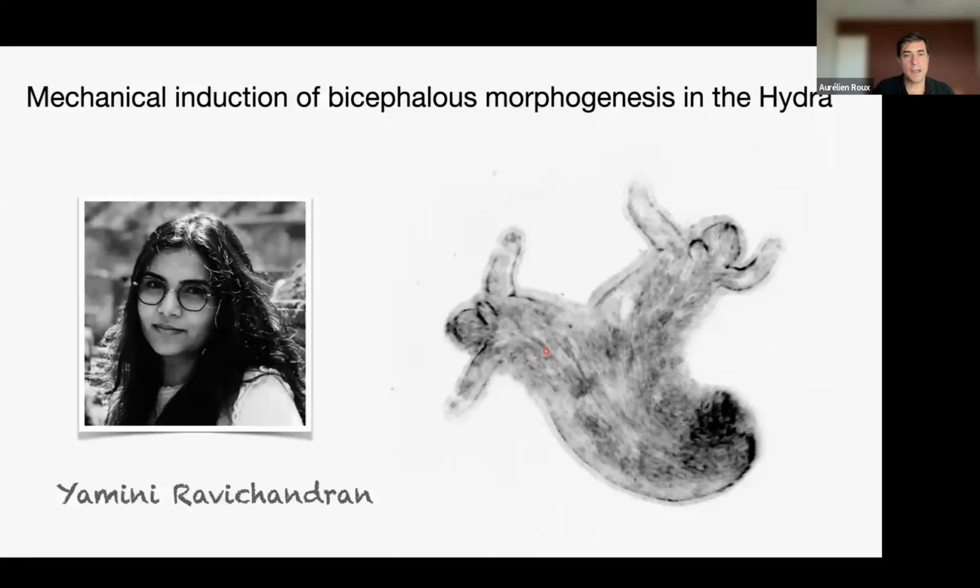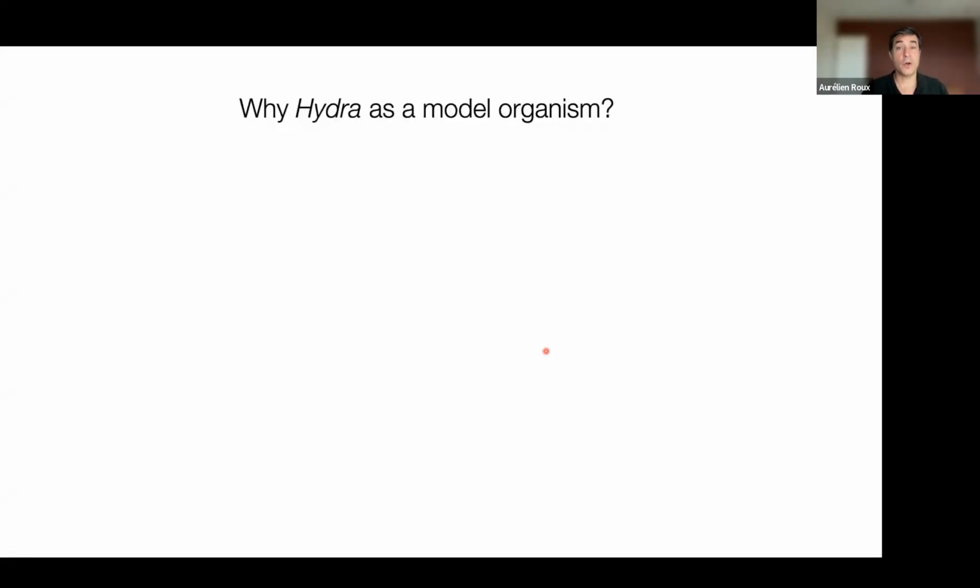So I'm going to switch back to the Hydra that I presented rapidly before, and this is the work of Yamini Ramachandran in the lab, and you will see how it is connected directly to what I've shown you before. One of the points being that in the Hydra, as I've said before, we see a very nice actin structure. So Hydra is a model organism actually that is directly linked to Geneva.